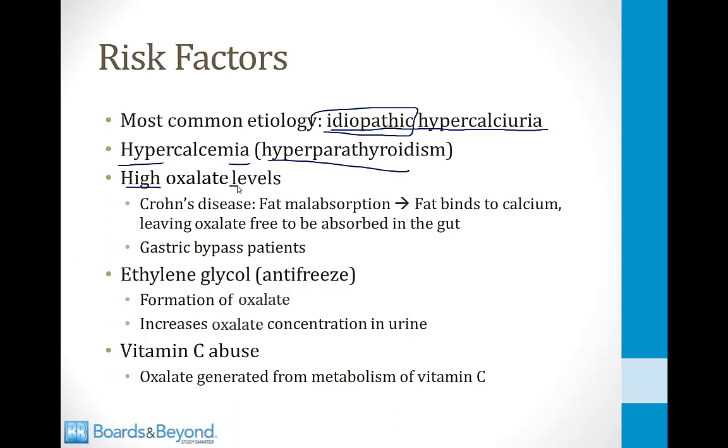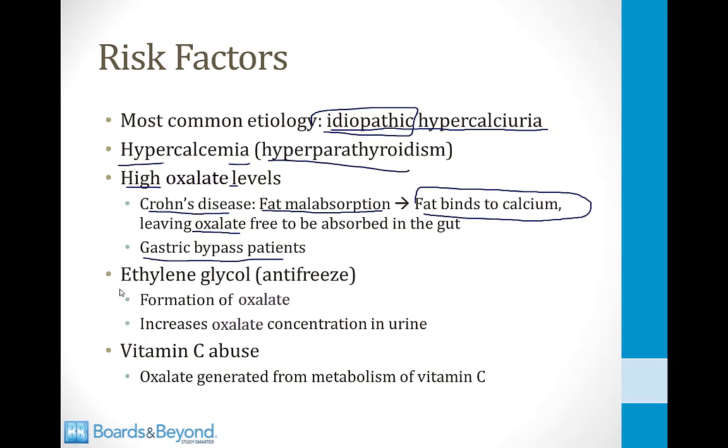Other risk factors are high oxalate levels. So, why would you get high oxalate levels in your blood? Well, patients who have Crohn's disease cannot absorb fat. They have fat malabsorption. And fat will bind calcium in the gut, and this will leave oxalate free to be absorbed because normally calcium and oxalate are bound together in the gut. But when the calcium gets pulled out by the fat, the oxalate is free and it gets absorbed, and therefore patients with Crohn's can have high oxalate levels in the blood, which sets them up to have calcium oxalate kidney stones.